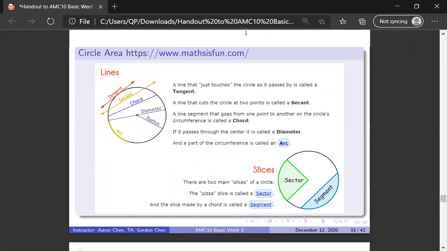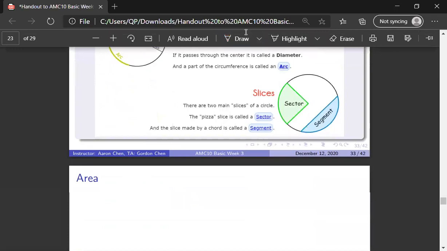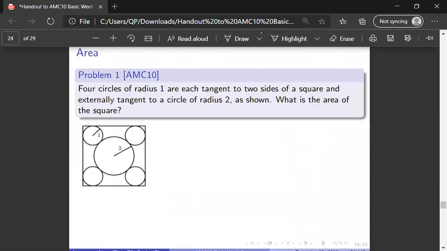And so a sector is a slice of a circle that basically uses two radii and the arc between them. And the slice made by a chord is called a segment. All right. So area problem one.